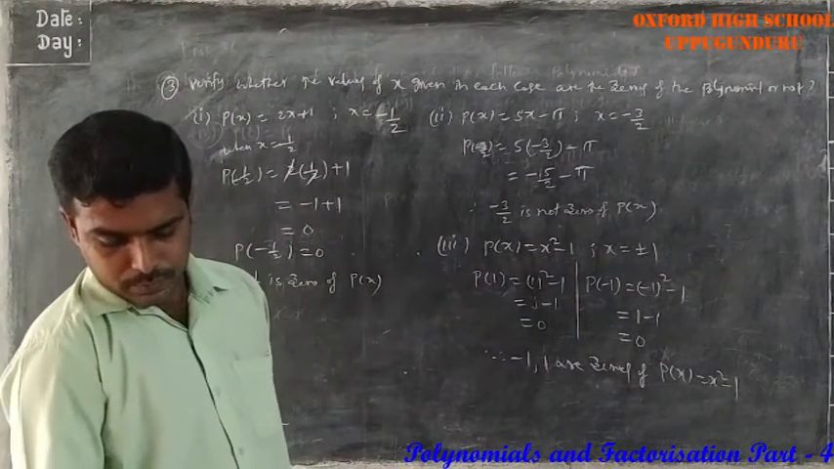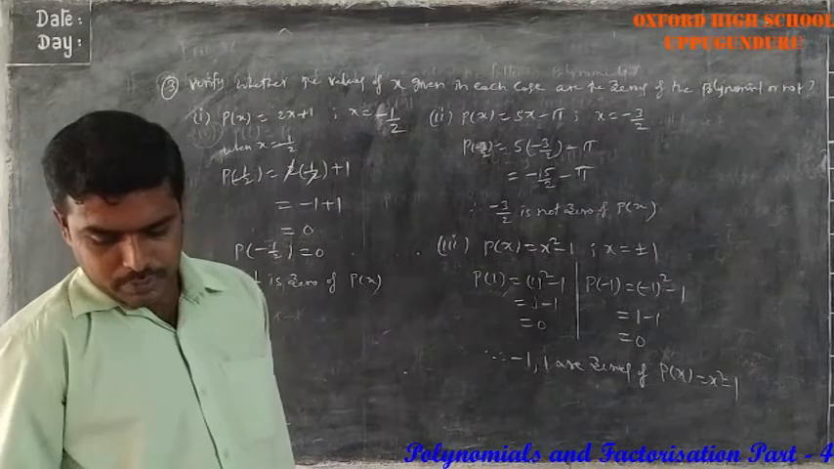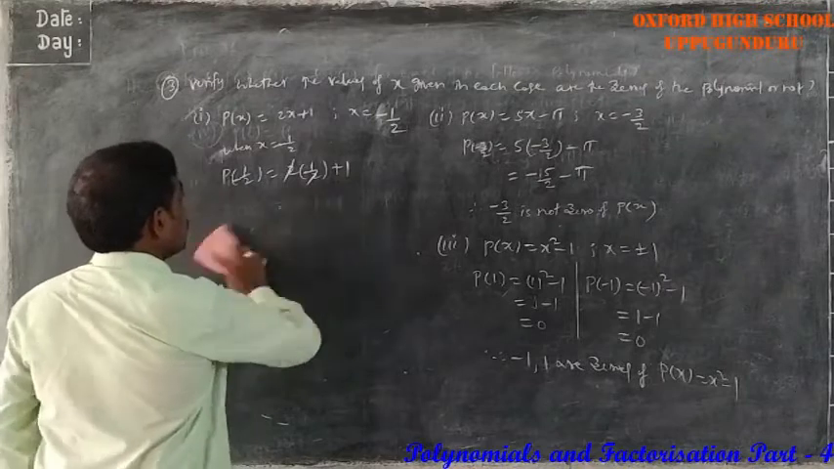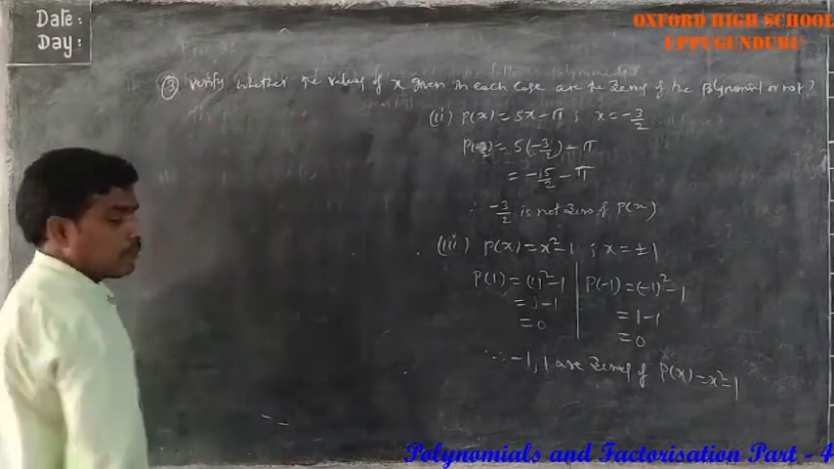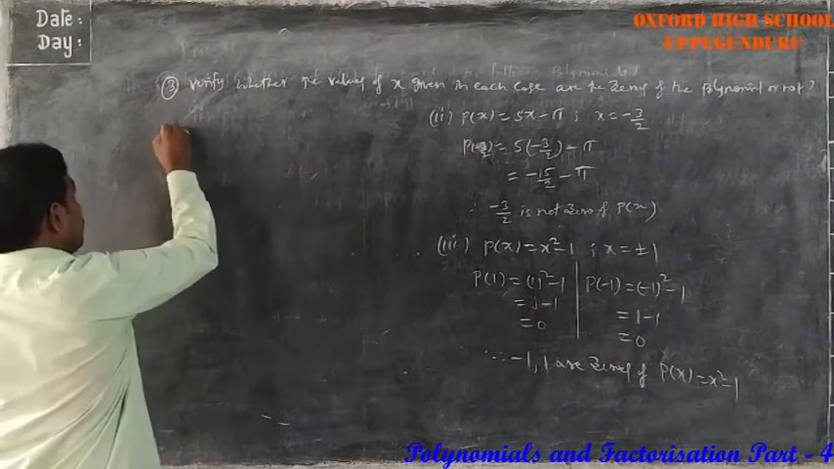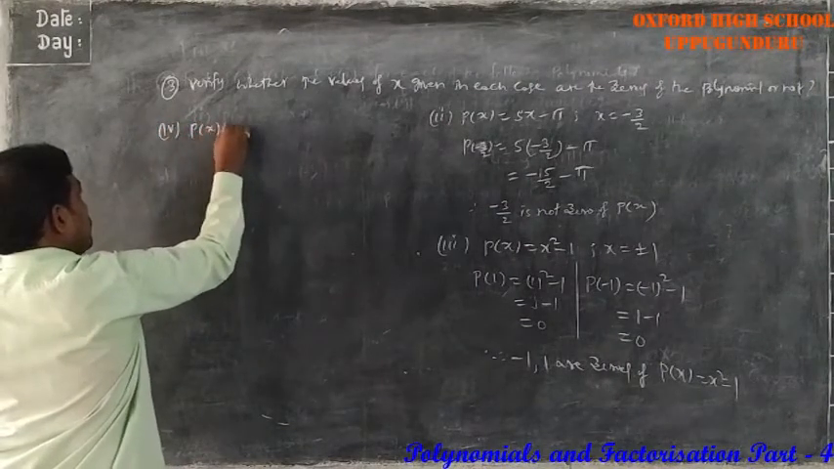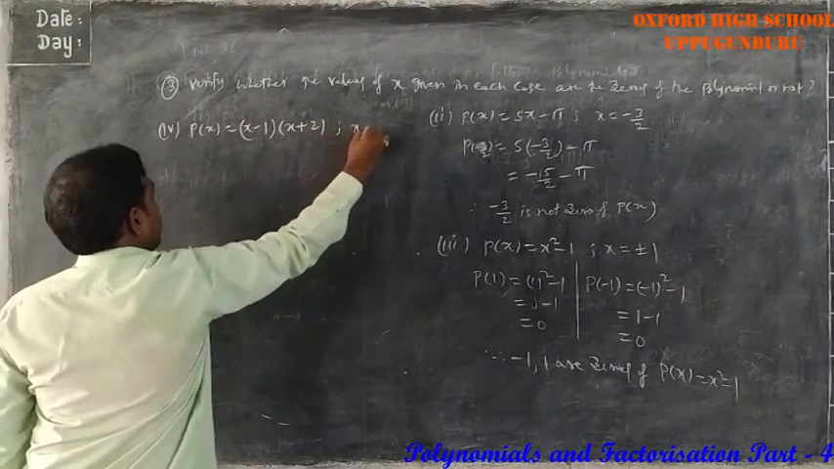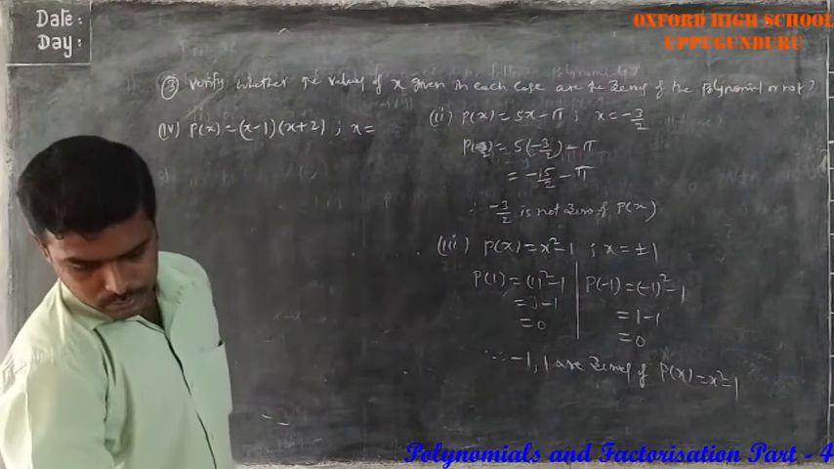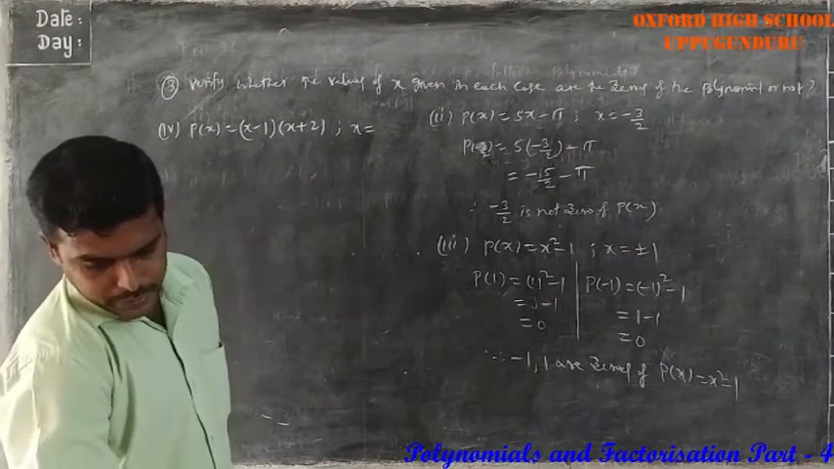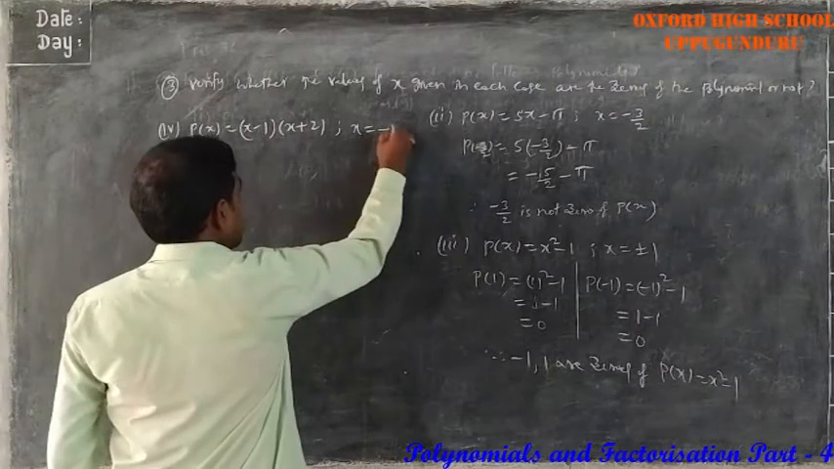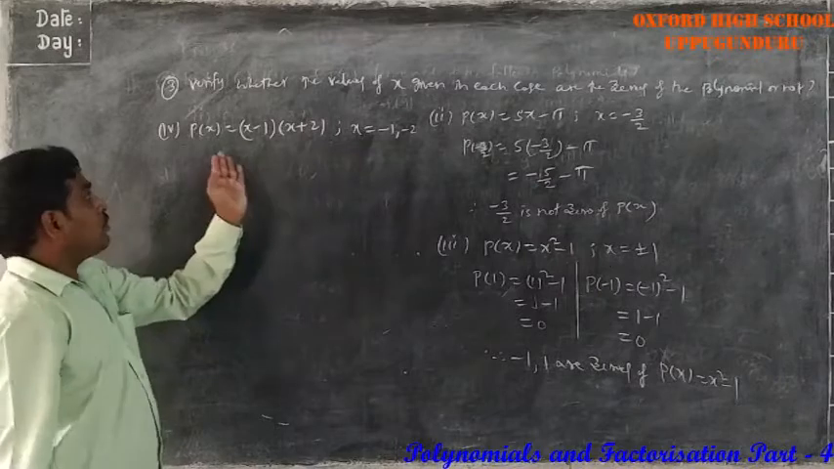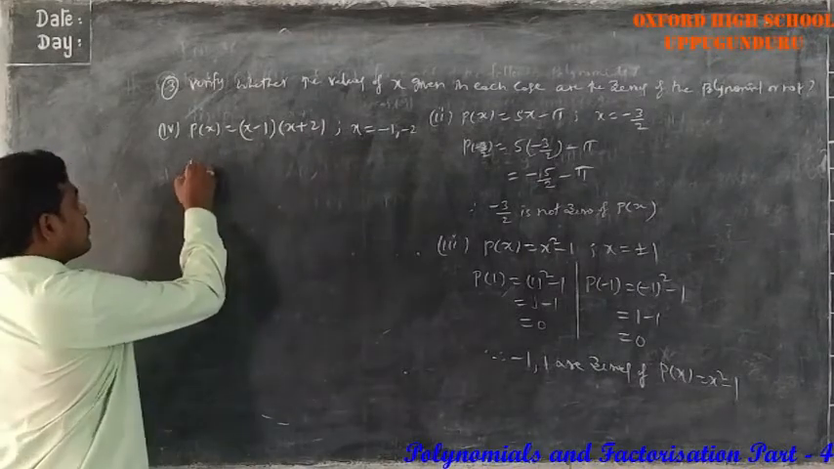Next, fourth problem. P of x equal to x minus 1 into x plus 2, where x equal to minus 1 comma minus 2. For these two values, you have to check whether those values are zeros of this polynomial or not. Now first you have to substitute minus 1.